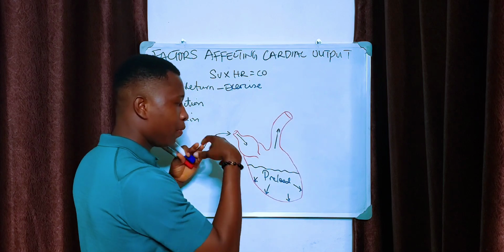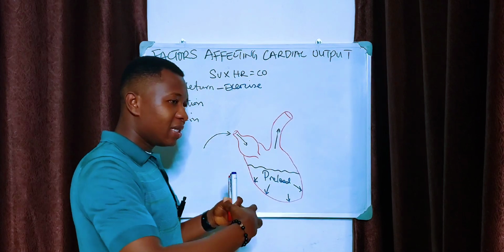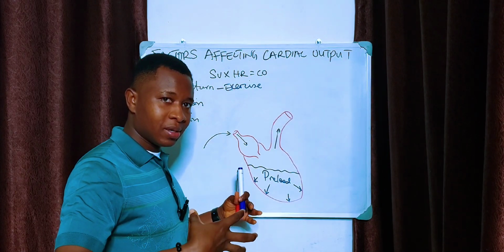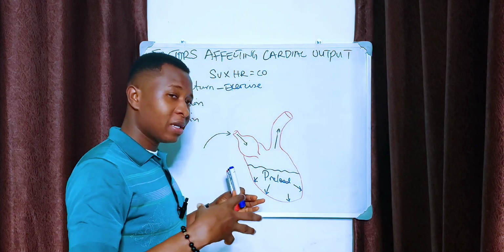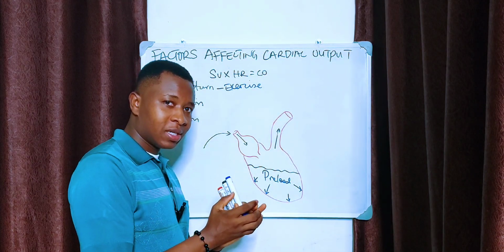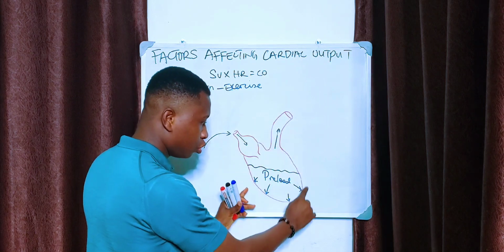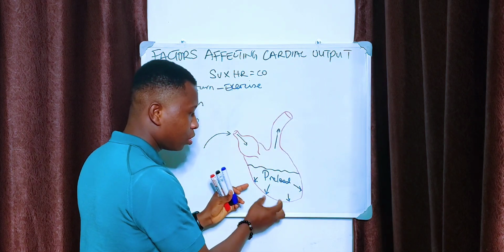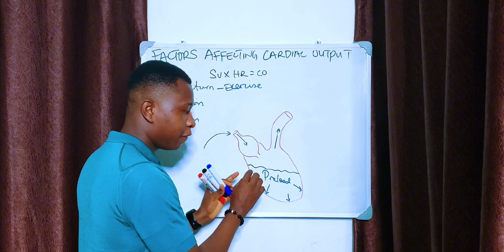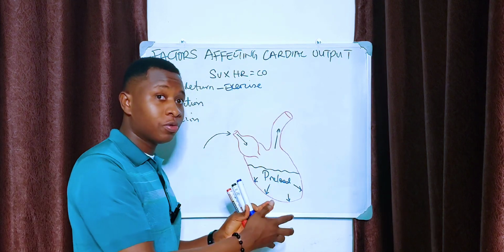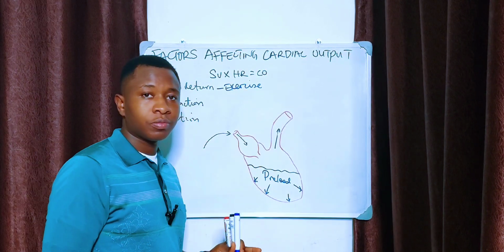So you know when blood gets into the ventricle, it expands, right? So it expands to contract. So that force that is produced when the blood gets into the ventricles, the force that acts on the walls of the ventricles, is called the preload.